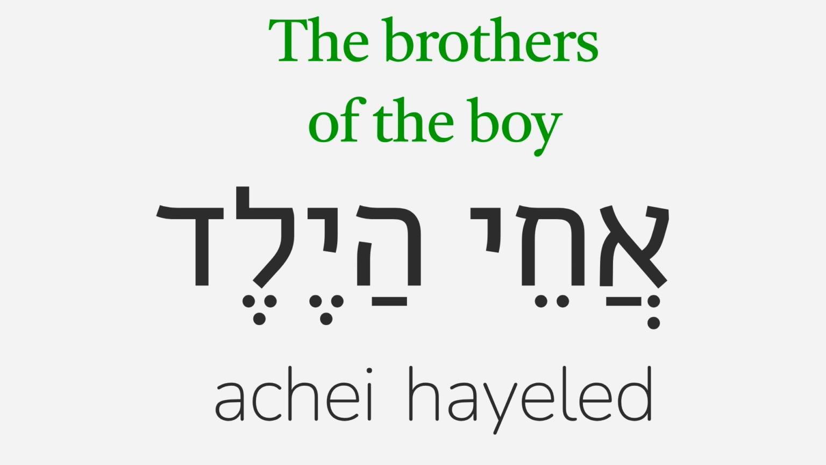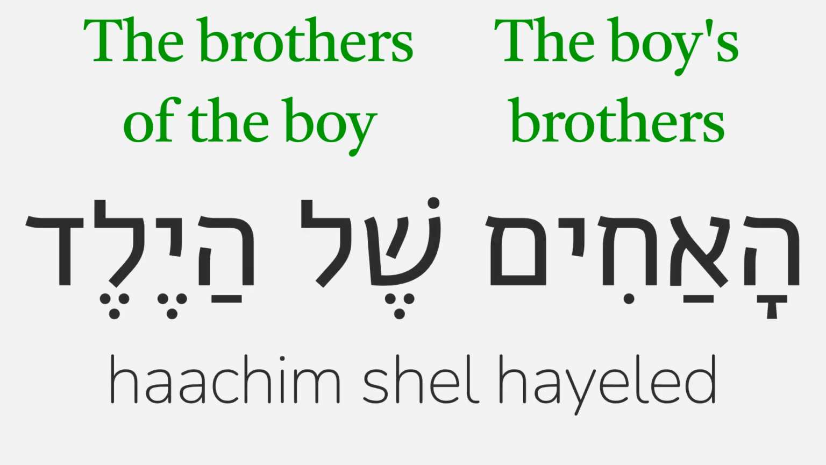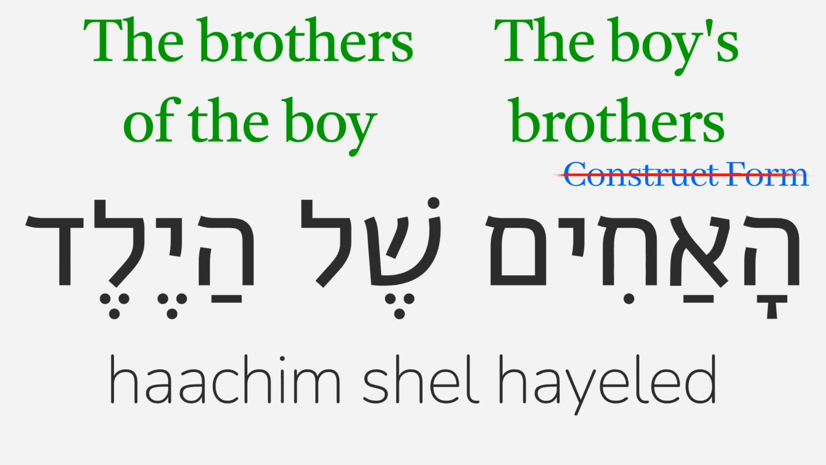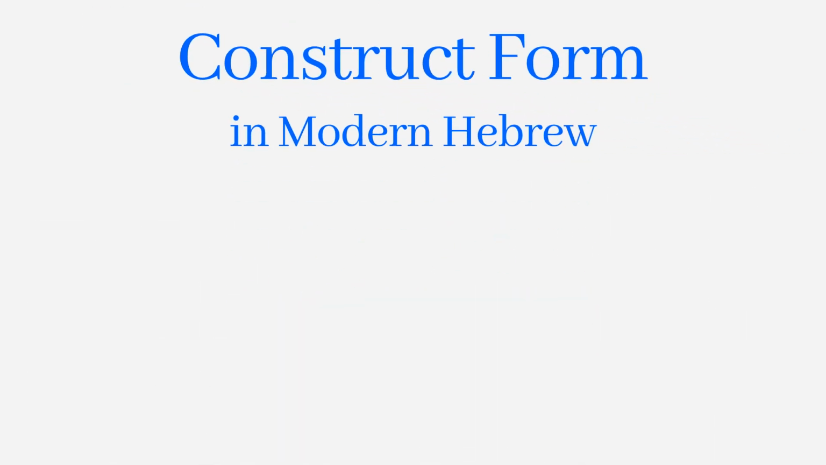Achei ha-yeled. In modern Hebrew, to say the boy's brothers, we will usually just say ha-achim shel ha-yeled, the brothers of the boy, using the structure we learned before with shel. In modern Hebrew, the construct form is not used so often to translate apostrophe s. However, modern Hebrew still uses the construct form frequently, especially in certain expressions.